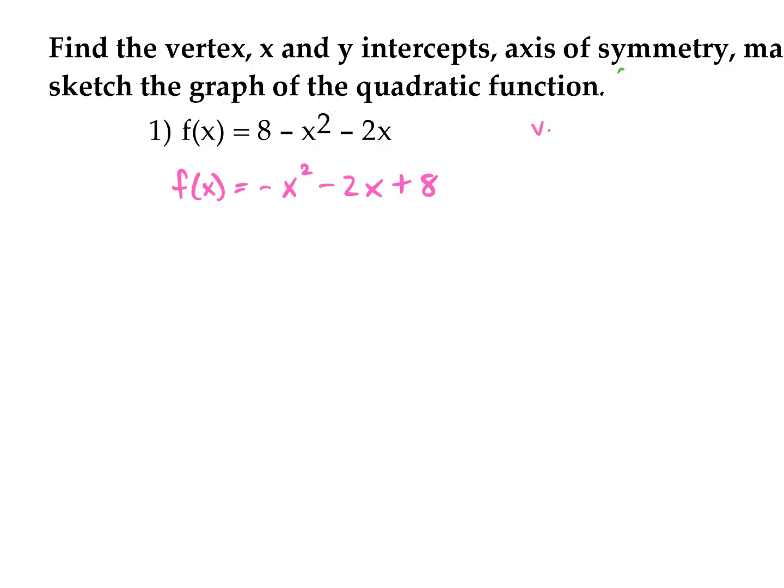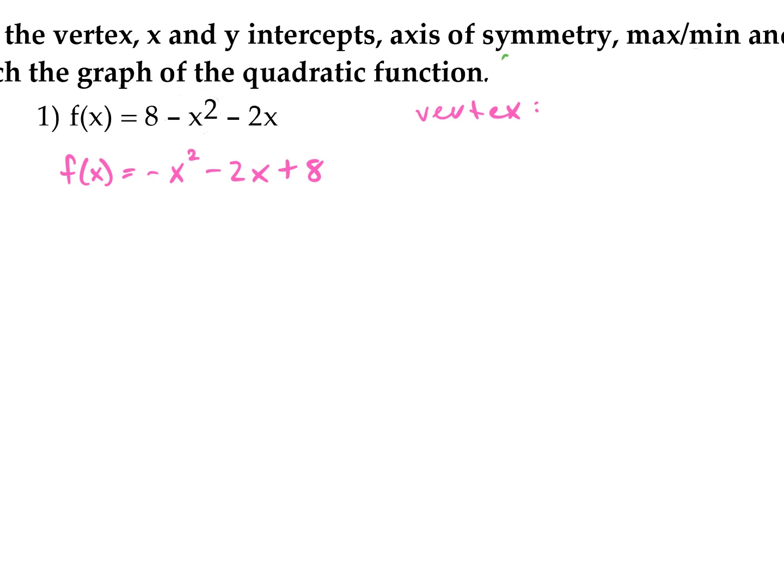Next thing we want to do is find the vertex. What's the little formula that we use to find the vertex? Negative b over 2a. That helps us find the x value in our vertex. So when we do negative b over 2a, our a is negative 1, our b is negative 2, and c is 8. So negative 2 over 2 times negative 1. So this turns to positive 2 over negative 2, which would simplify to negative 1.